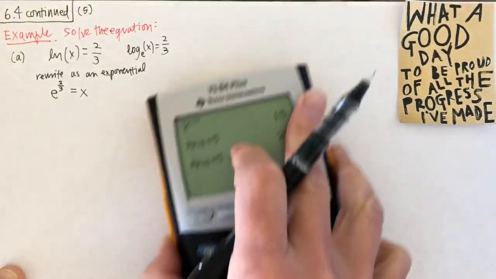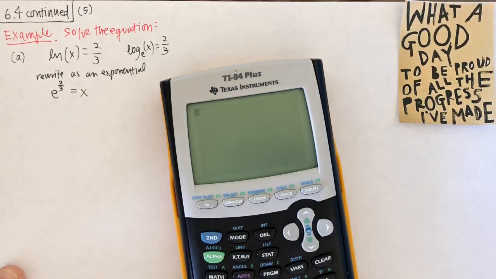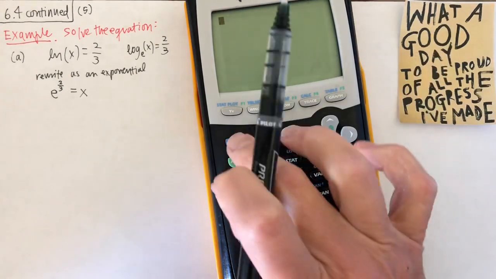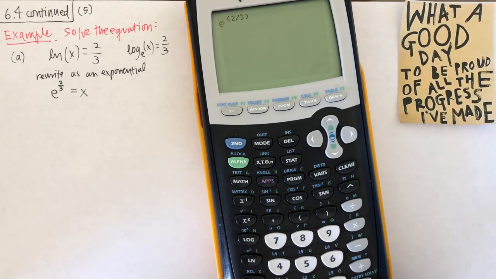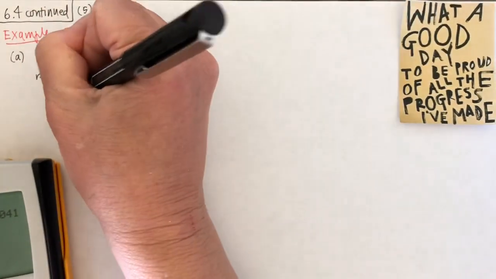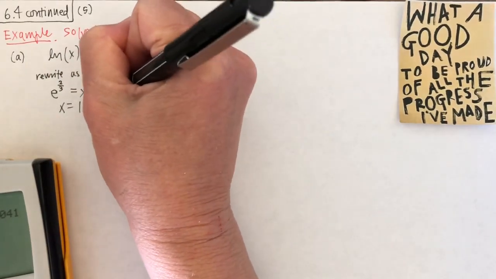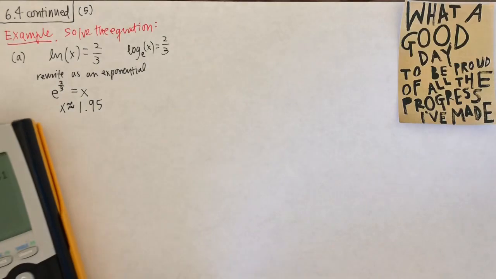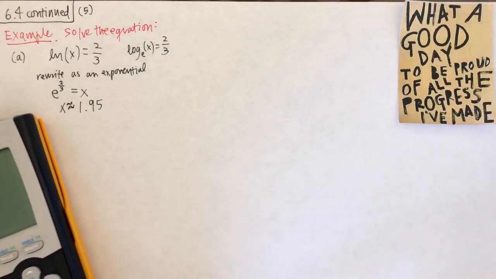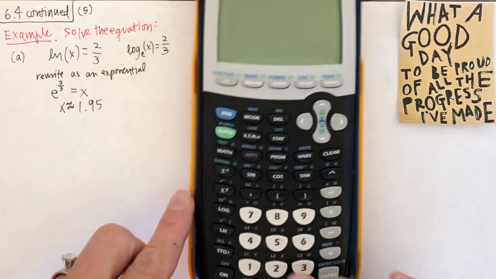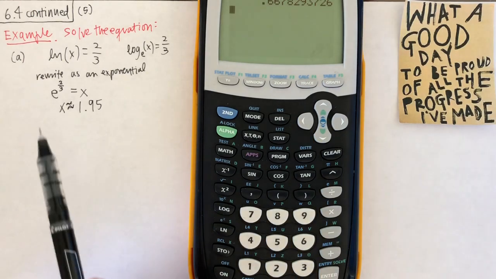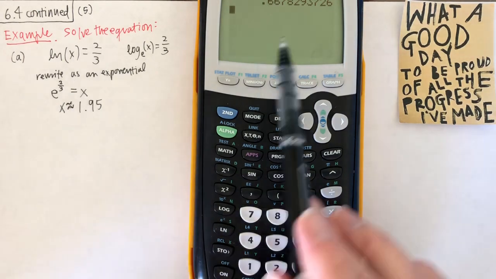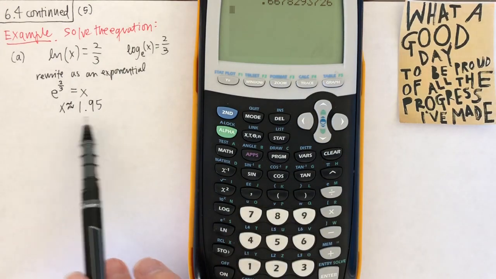Okay, I can totally solve that because x is just whatever this is, and I'll use my calculator. There's a little e to the x button. Whoops, not that one. Second, e to the 2/3, so parentheses 2 divided by 3. And I find out that x equals 1.95 about. Let's just try that. Let's check it. So does the natural log of 1.95 equal 2/3? Yeah, it's pretty close. It's not exact because I rounded.